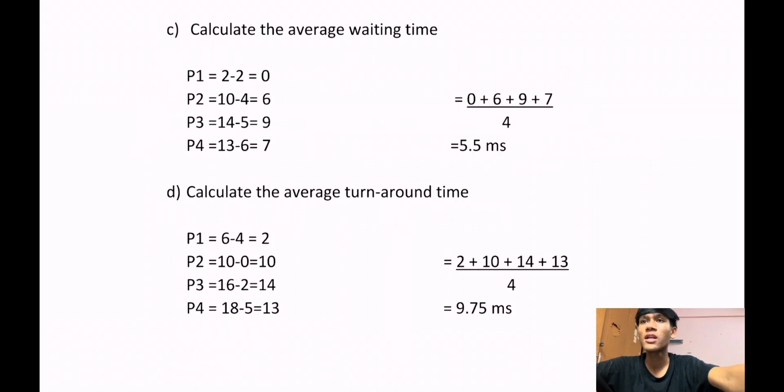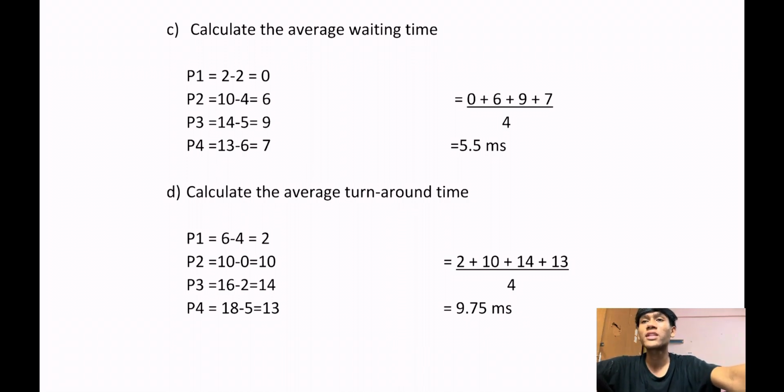And C. Calculate the average waiting time. P1 2 minus 2 equals 0, P2 10 minus 4 equals 6 and P3 14 minus 5 equals 9 and P4 13 minus 6 equals 7. And the calculation, 0 plus 6 plus 9 plus 7 per 4 equal 5.5 millisecond.